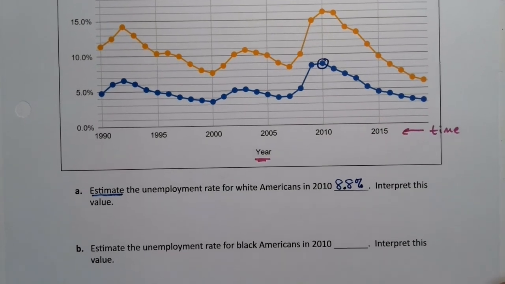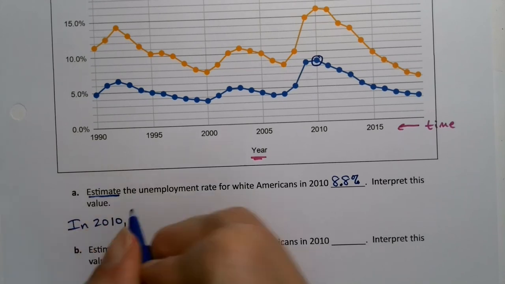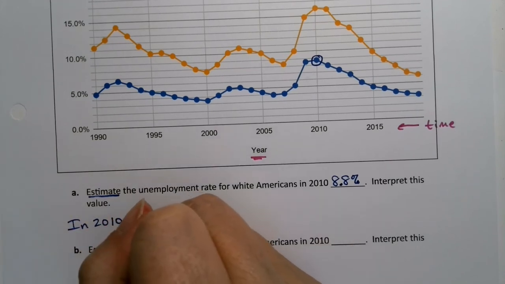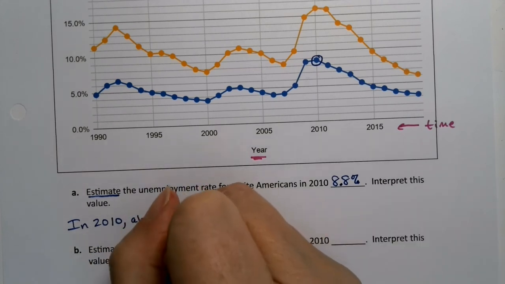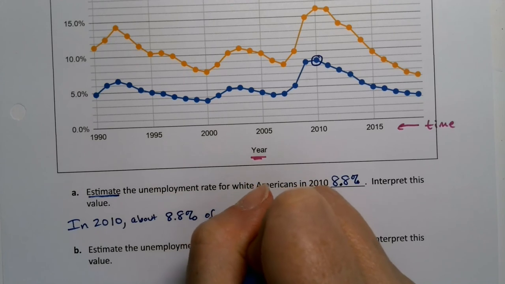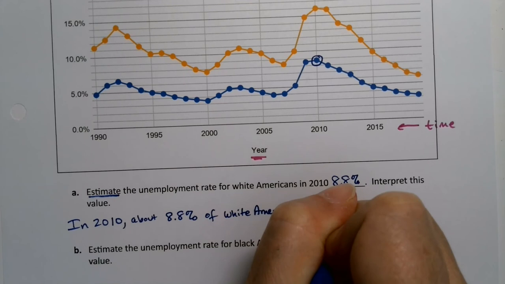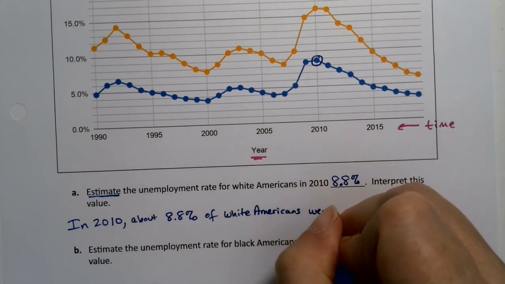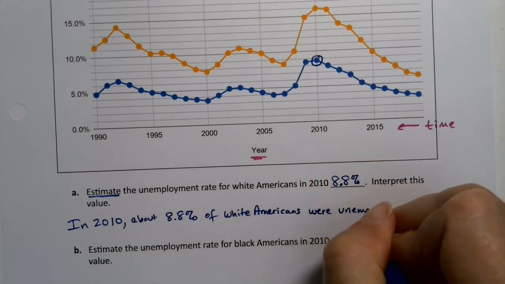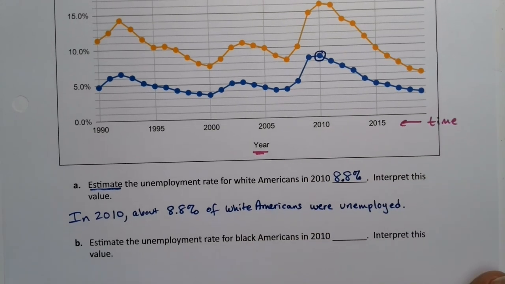All right, what does that mean? In 2010, about 8.8% of white Americans, right, that category, were unemployed. Right? According to the Bureau of Labor Statistics, which is a government agency.